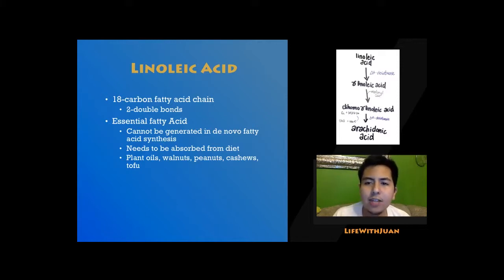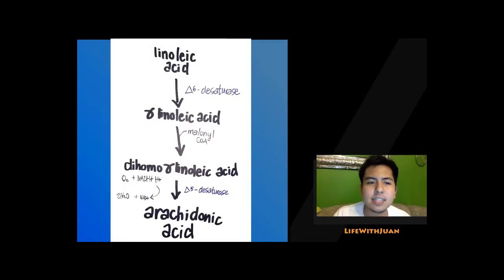Now, once you have it, via delta-6 desaturase, it's converted into gamma-linoleic acid. This, combined with malonyl-CoA, elongates to form dihomo-gamma-linoleic acid. This, via delta-5 desaturase, the enzyme, some oxygen, NADH, and hydrogen, is turned into our 20-carbon friend, arachidonic acid.